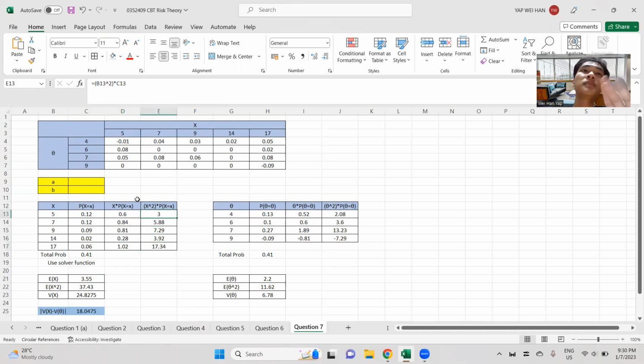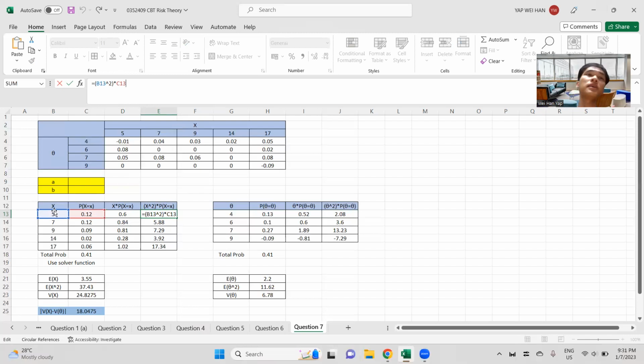Next, x to the power of 2 multiplied by P(X equals x). This one is to find the second moment. Do the same thing, but now you have to square your x value. You have to square your x value.